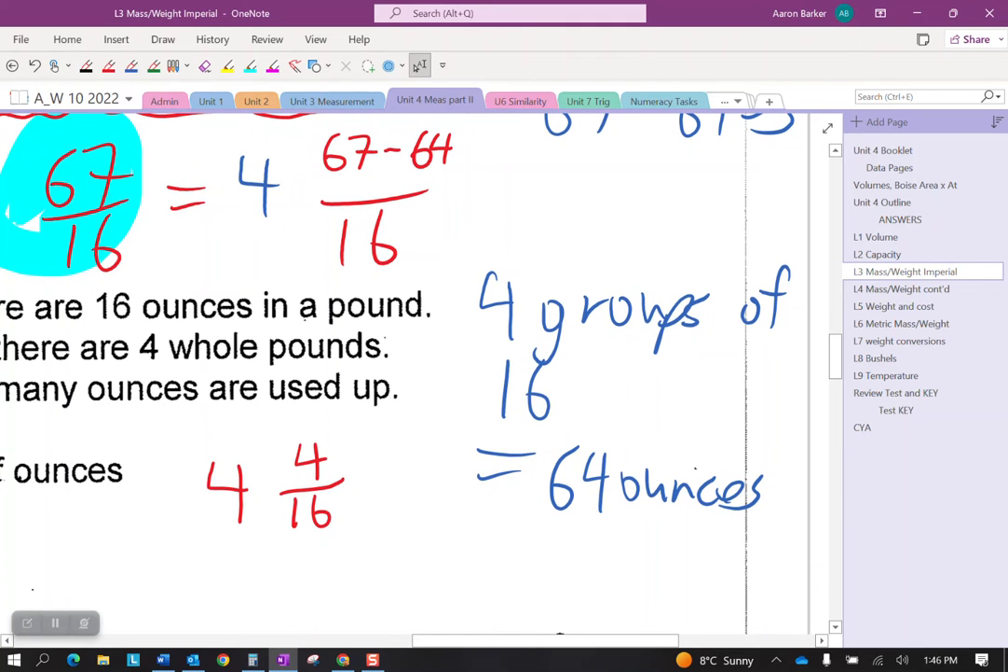That means it's 4 whole pounds, 4 pounds, LB, and 3 ounces, OZ. Okay. So the first 4 is from the number in front, and the second number is how many ounces are left over.